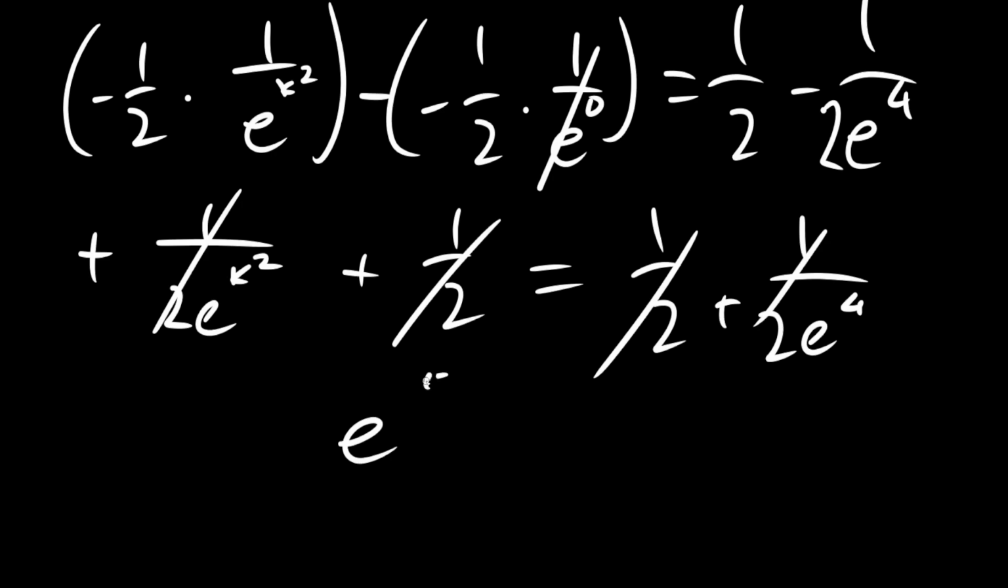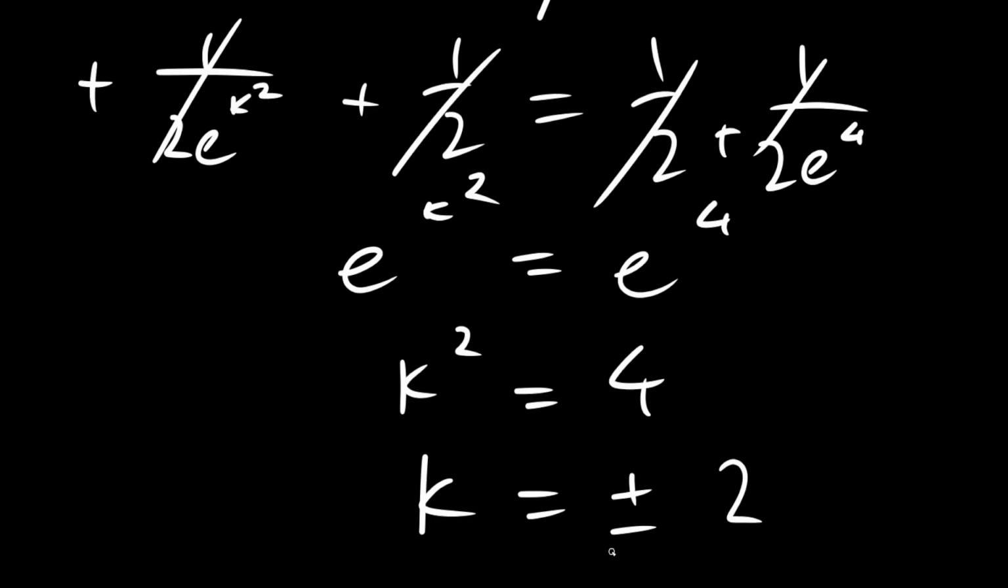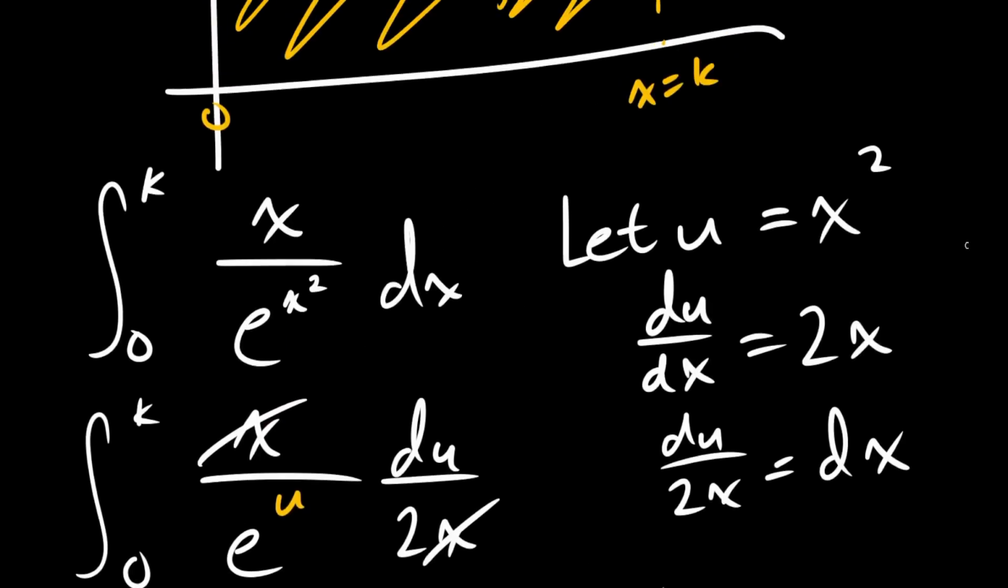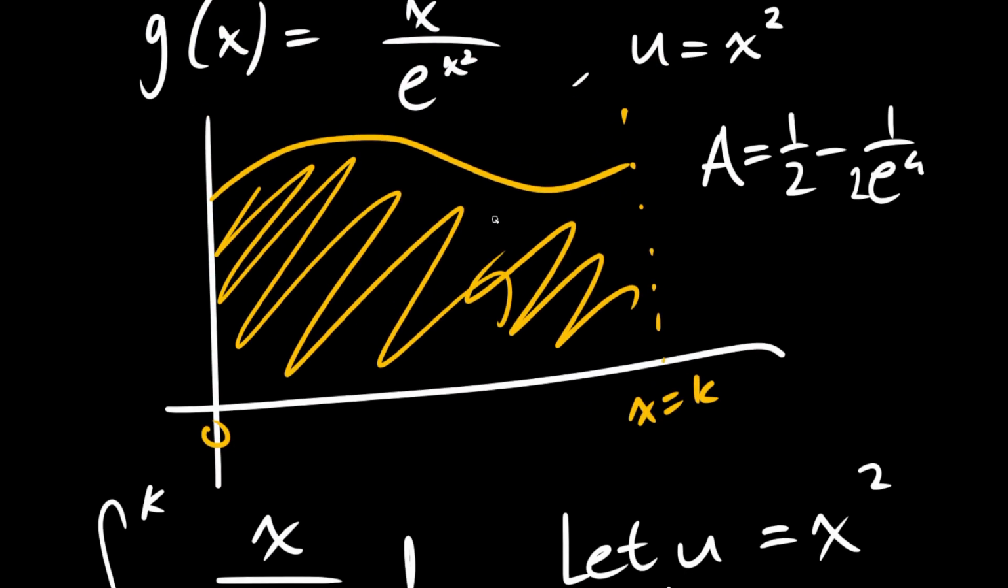So we'll have e to the k squared equals e to the 4. And that means that k squared must equal 4, and k is equal to plus or minus 2. But as we know, we cannot have a negative value here, I believe. Yes, because we are looking for where the graph is positive here.